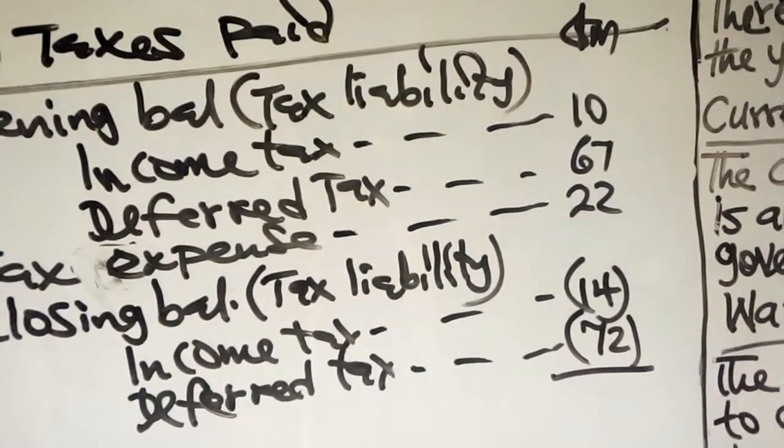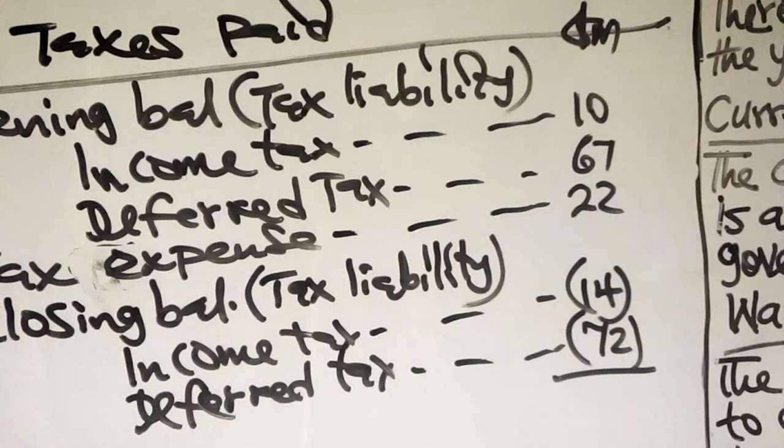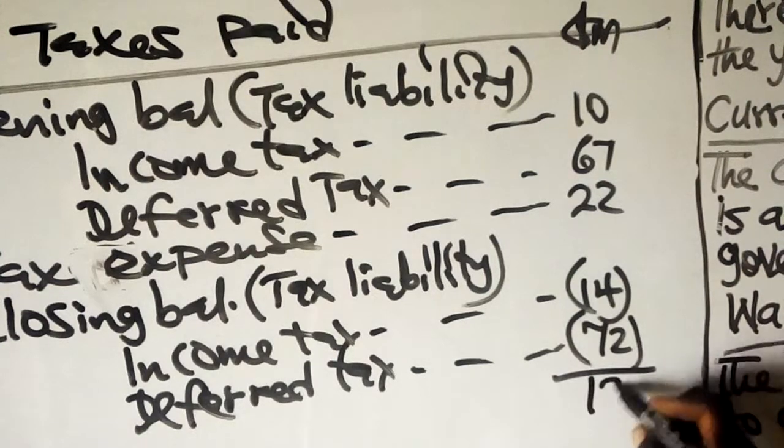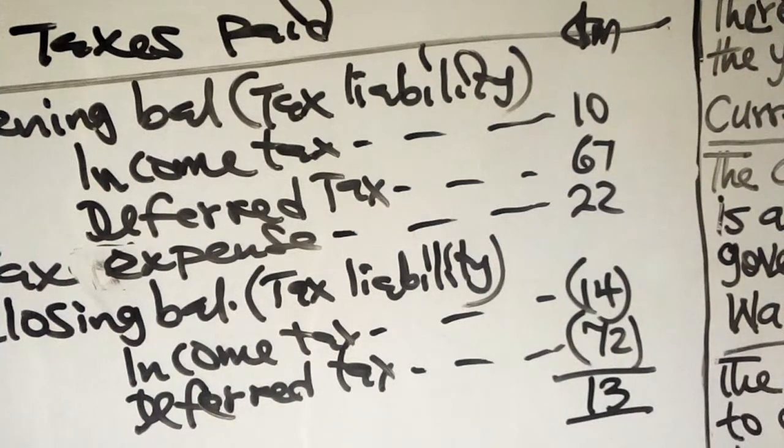After this adjustment, you have the amount of tax paid, and that will give us 13. That is the tax paid, 13. That is 10 plus 67 plus 22, minus 14 minus 72. That will give us 13. That is the taxes paid during the year, which is 13.